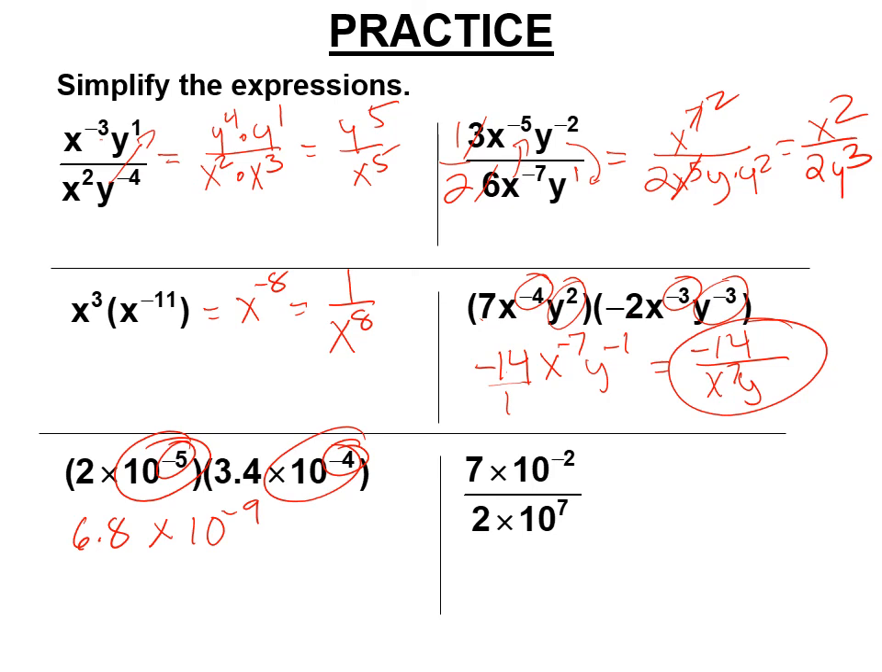When you divide powers, we actually divide the 7 divided by 2. 6 divided by 2 is 3. So 7 divided by 2 is 3.5. And we're going to subtract this. All right, so -2 minus 7, which is -9, right? If you flip that, you would get 10 to the 9th in the denominator.